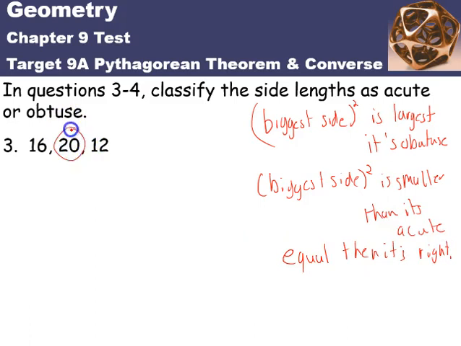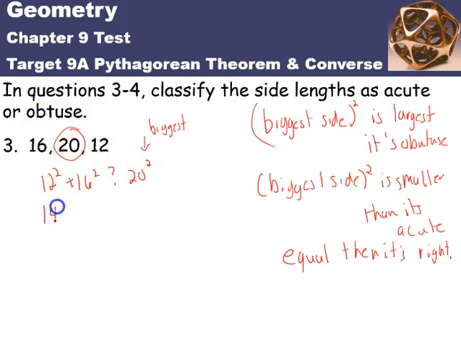Okay, so we're going to circle the biggest side, and that's 20. So I'm going to do the Pythagorean theorem. I'm going to say 12 squared plus 16 squared, and I want to know if that's going to equal 20 squared. So this is the biggest side, so it all hinges on this. If the biggest side squared is bigger than these two added together, then it's an obtuse triangle. If the biggest side squared is smaller than these two added together, then it is an acute triangle. And if the two sides are equal, then it's a right triangle.